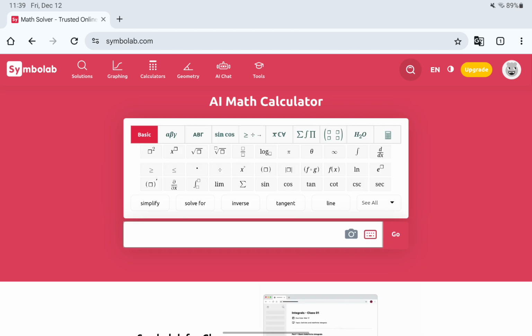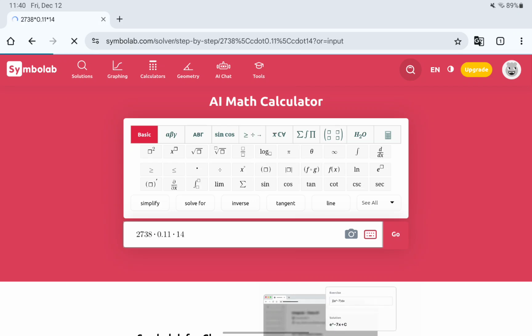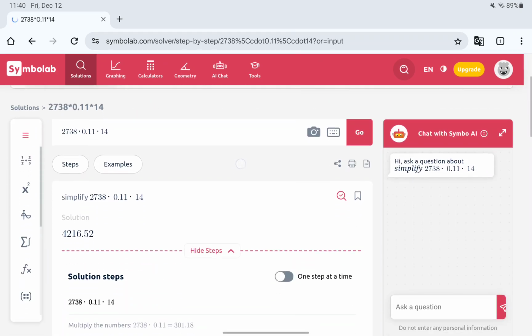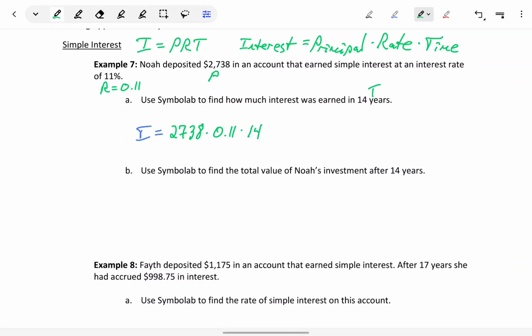Again, a calculator could evaluate this for us, but we'll keep using Symbolab just to get more familiar with this tool. So we'll take 2,738 times 0.11 times 14 to get $4,216.52. That's how much interest was earned through this investment.